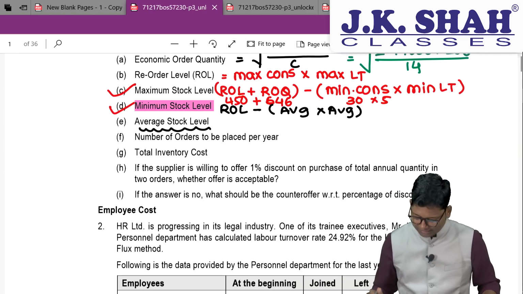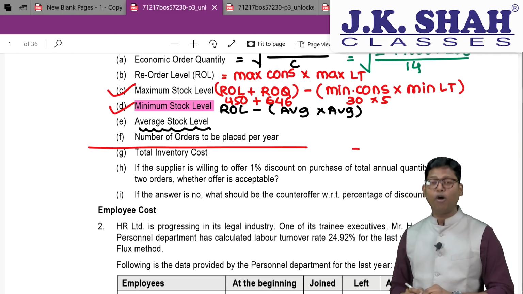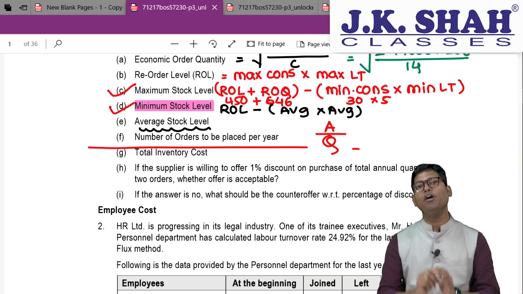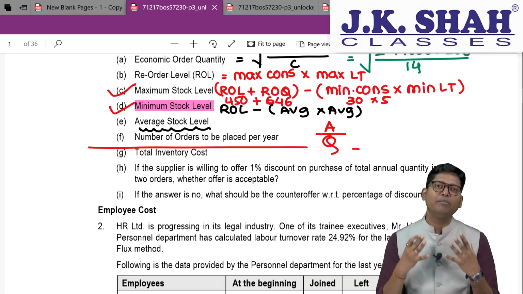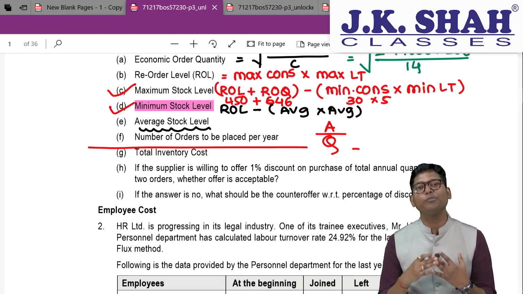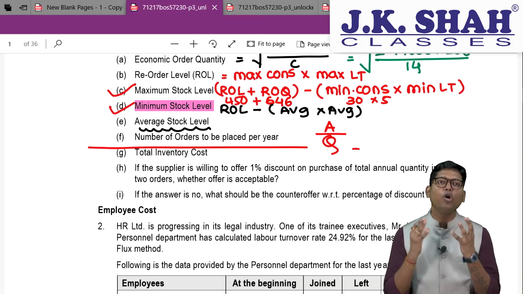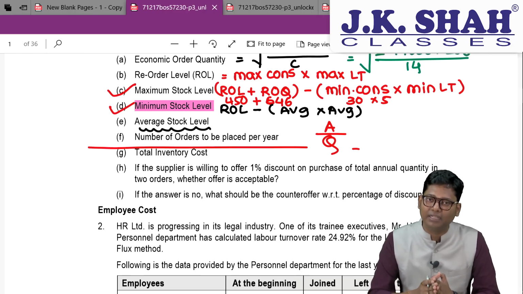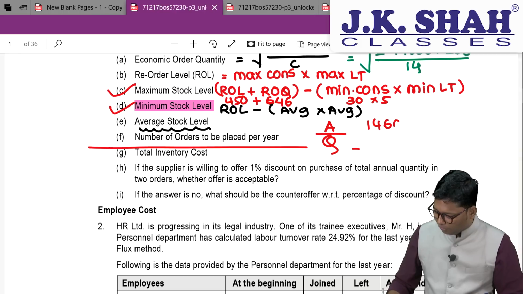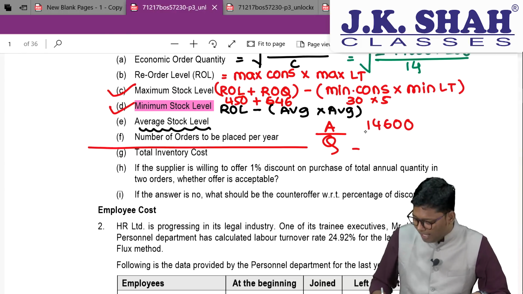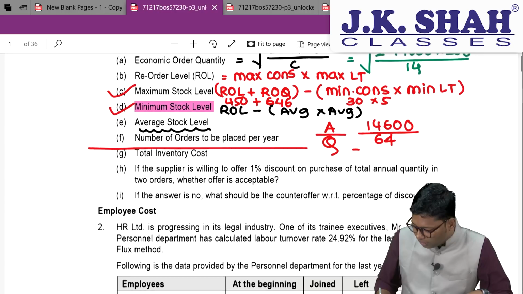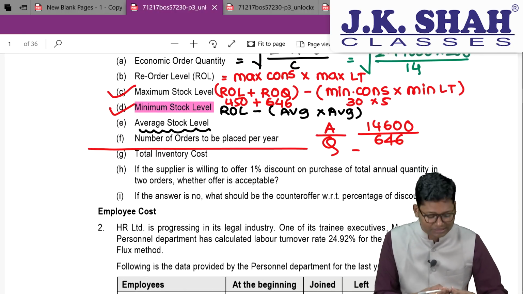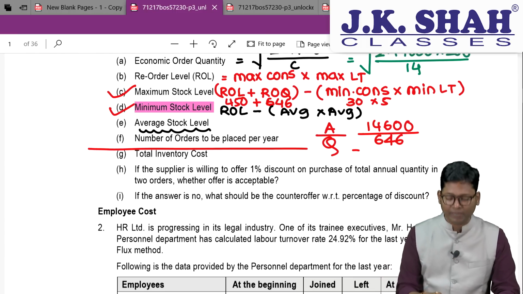And finally, the last simple computation point is number of orders to be placed. Whenever you are calculating number of orders to be placed, you should use the formula of annual requirement of material. Whatever material requirement is there on per annum basis, that is to be divided by the number of units or kgs, whatever quantity you are ordering in one order. According to our calculation, annual requirement of material was 14,600, and our EOQ says in each order you must purchase 646 kgs to minimize the ordering cost and carrying cost. This is the meaning of your EOQ right now.